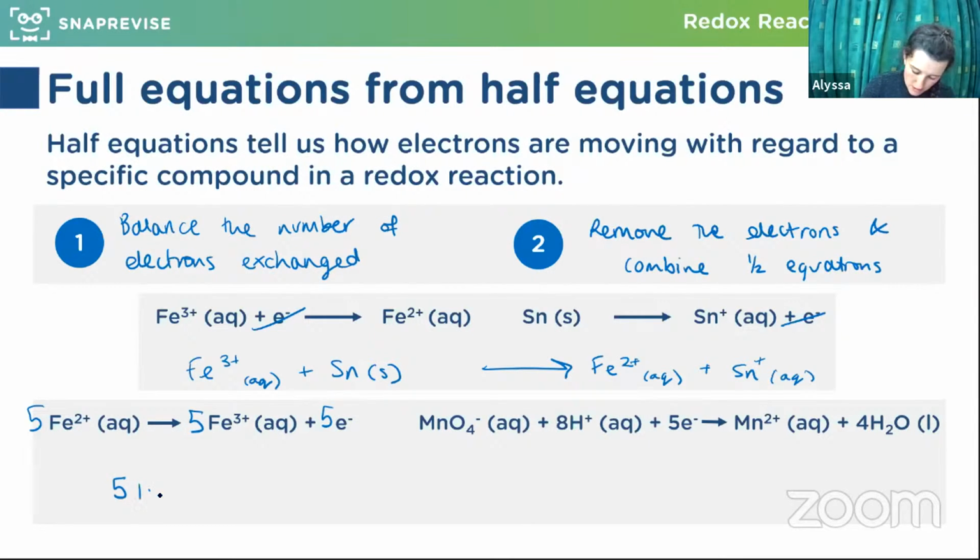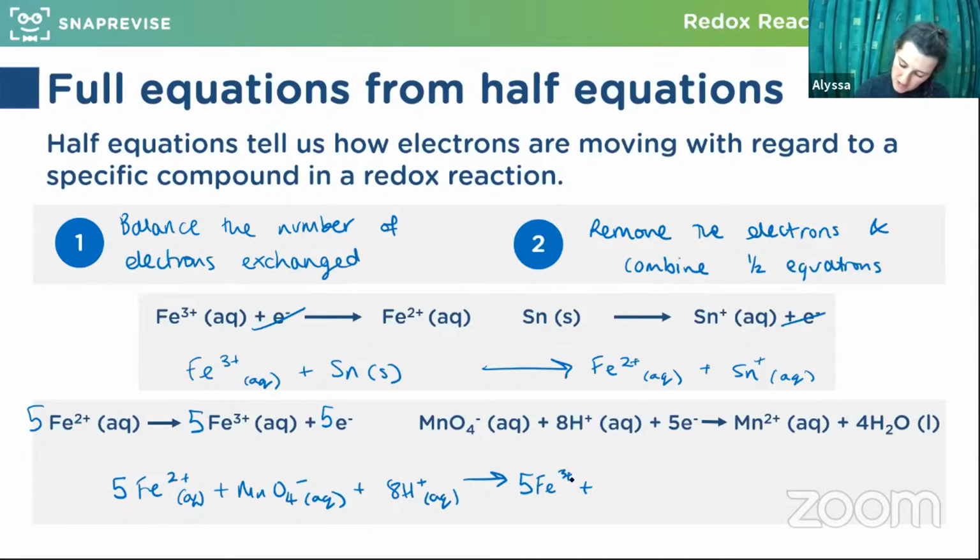So 5 Fe2+ aqueous plus MnO4- aqueous plus 8H+ aqueous. I'm removing the electrons. I'm not interested in the electrons. Goes to make all my products: 5 Fe3+. I'm removing electrons, so I don't care about that. Plus Mn2+ aqueous plus 4H2O.